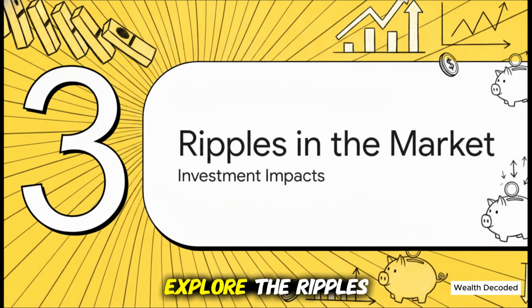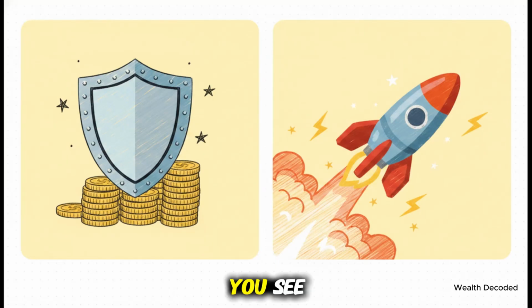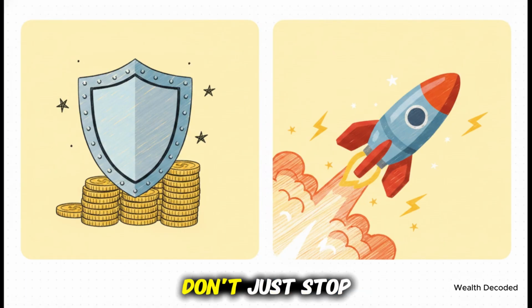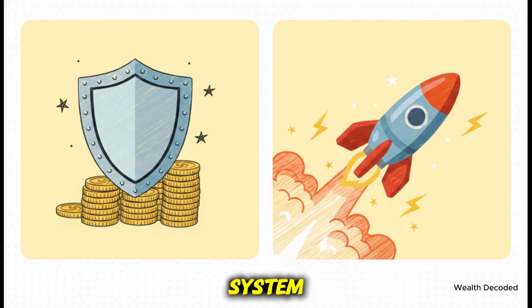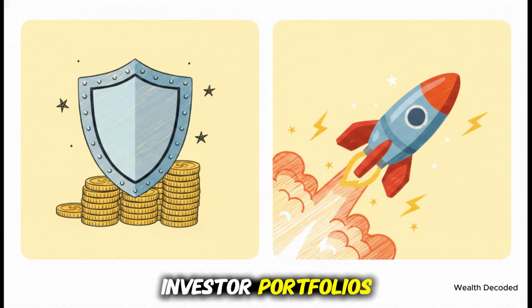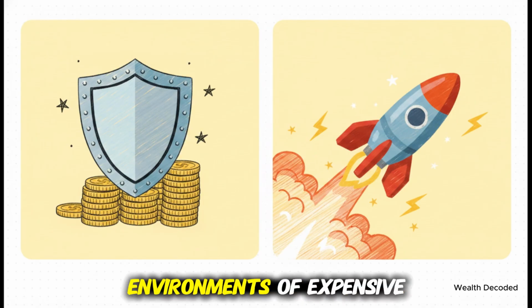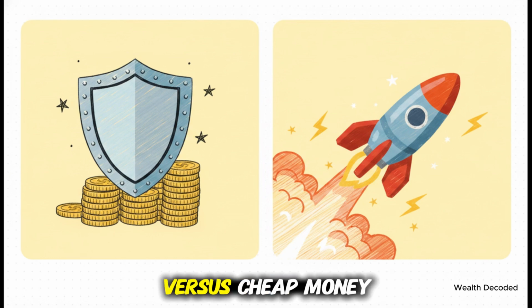Next up, let's explore the ripples in the market. You see, the Fed's decisions don't just stop at consumer loans. They wash over the entire financial system and heavily influence investor portfolios. Let's contrast the environments of expensive money versus cheap money.